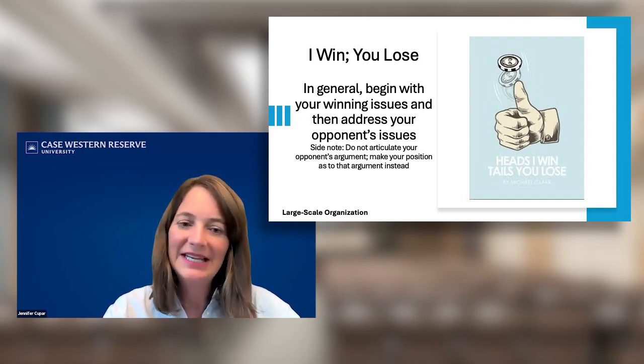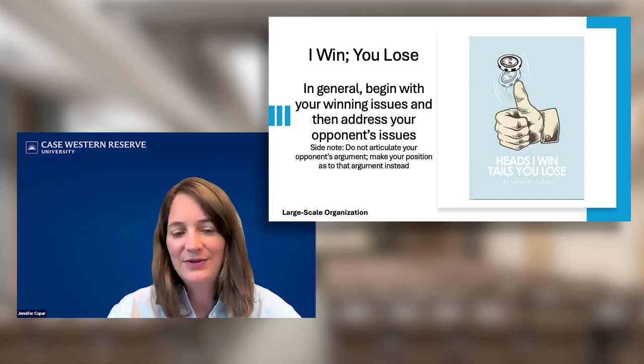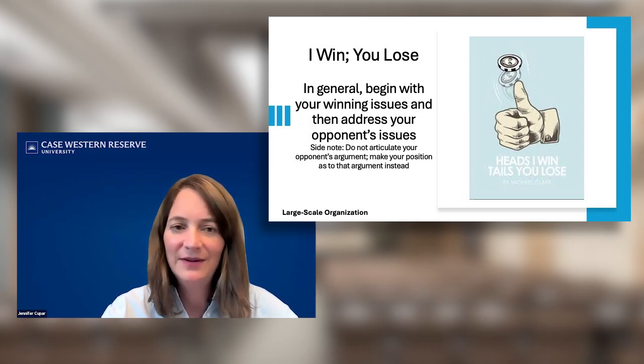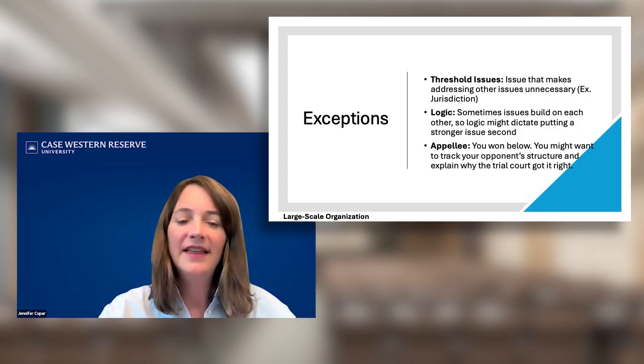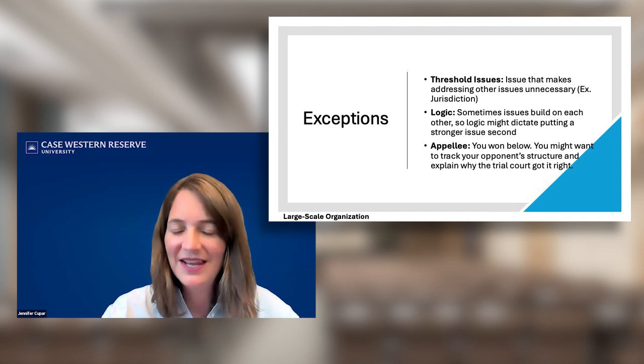You should articulate even your opponent's issue in a way that supports your client's position. So you're making your argument as to that position rather than articulating your opponent's argument, which is why I like to refer to the positive negative approach as the I win, you lose approach. So there are exceptions, and one of them is the primary exception, which is threshold issues.